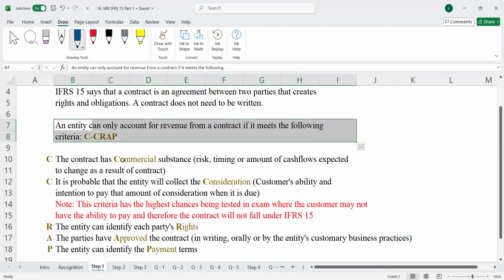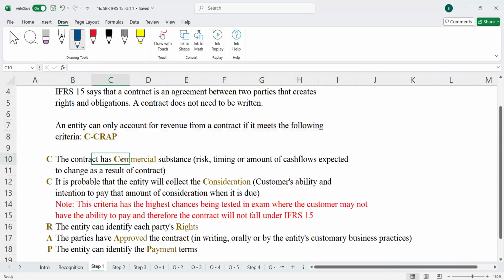The first one is the contract should have a commercial substance. Now, what I mean by commercial substance is the risk, timing, and the amount of cash flows are expected to change because of the transaction that you have entered into. Now, I am teaching SBR to my younger brother. No doubt, this is a contract that I have entered into. But in this case, there is no commercial substance. So I cannot recognize any revenue for any coaching services provided to him.